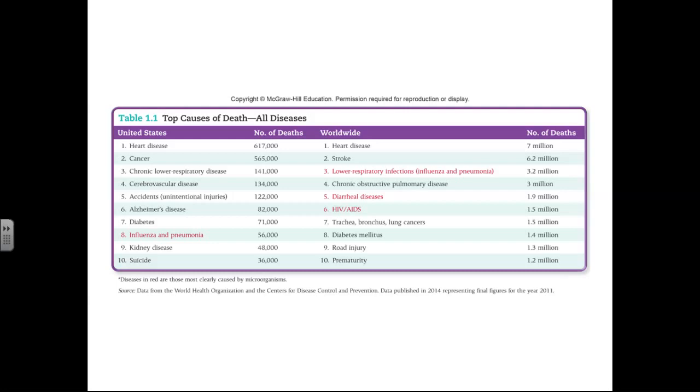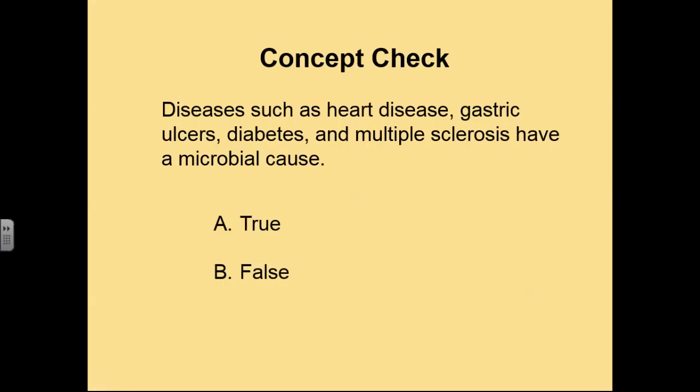So we have a lot of diseases. The United States has more diseases that are associated with lifestyle choices. Worldwide, more people die from diseases that are based off of microbial sources. So, true or false? Diseases such as heart disease, gastric ulcers, diabetes, and multiple sclerosis have a microbial cause. True or false? The answer is maybe. And that's a pretty lame answer. Sometimes there's a microbial cause, sometimes there's not a microbial cause. A better way to phrase this question would be a microbial correlation. The microbes have been linked to these diseases, but they do not cause these diseases in every single situation.